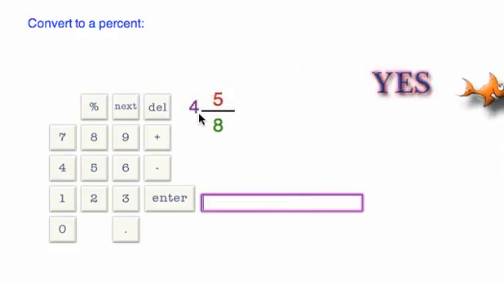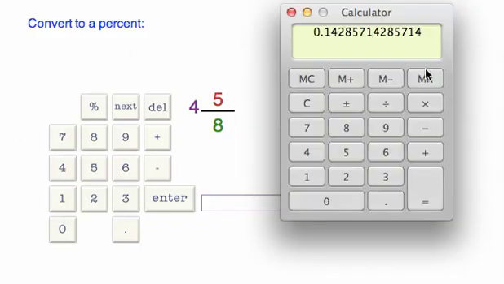Okay, this one's a little bit more complicated because you have a whole number. But once again, read it out loud. This is 4 and 5/8. So 4 added to 5 divided by 8. That's it as a decimal.